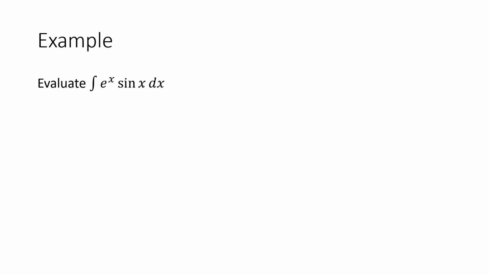So what can we do instead? Well, let's just arbitrarily choose one of these functions to be u and one of these functions to be dv, and then we'll try and stick with that choice. Say, for instance, here I choose u equal to sine x, and I choose dv equal to e to the x.